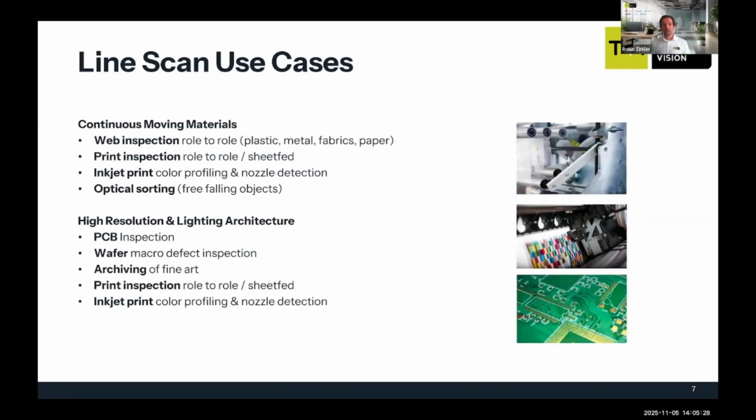So what are typical use cases for line scan cameras? On one side, we have the continuous moving materials like web inspection, so roll to roll, print inspection, inkjet print, or optical sorting. And we also have the high resolution application and lighting architectures like PCB inspection, wafer macro defect inspection, archiving, print inspection, or inkjet print like color profiling or nozzle detection.